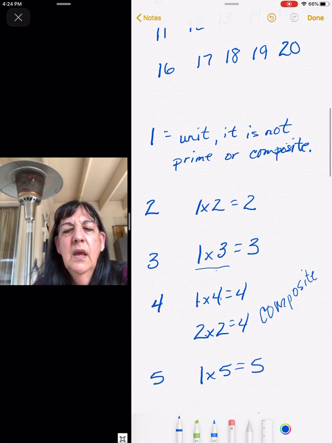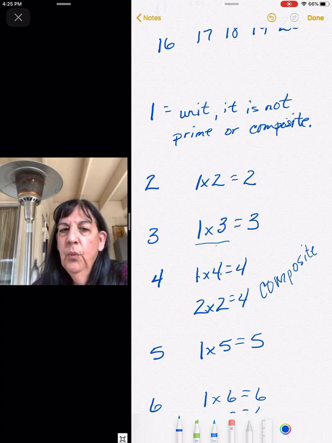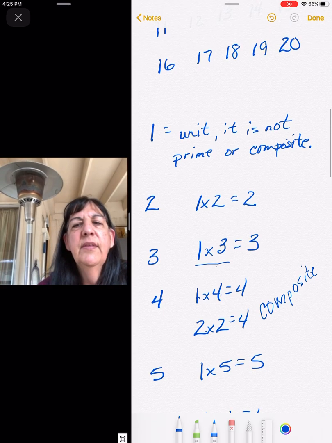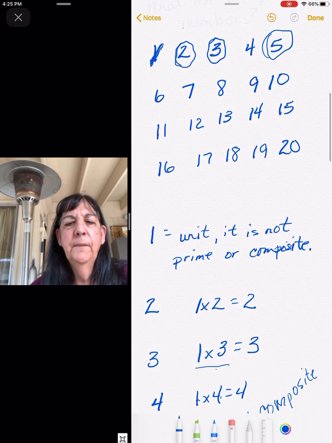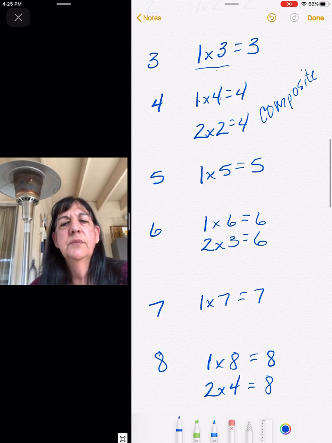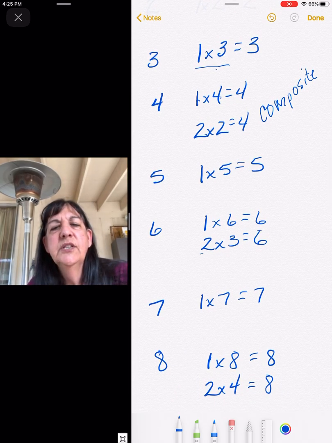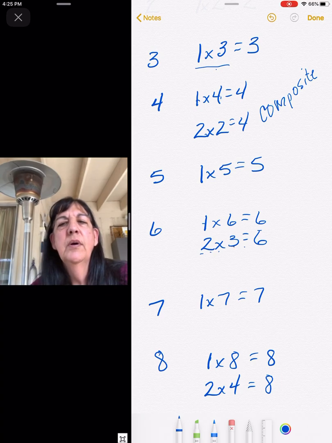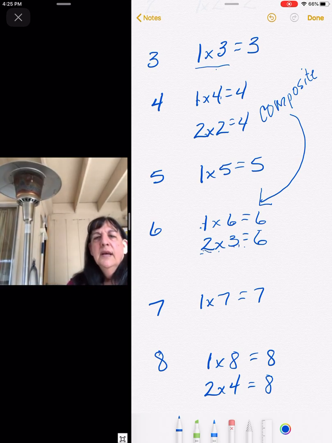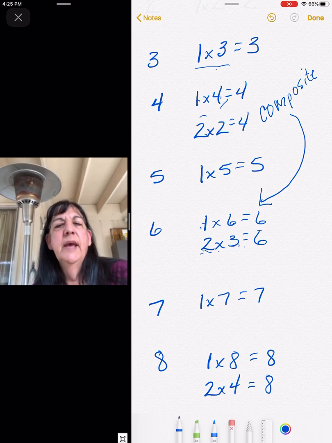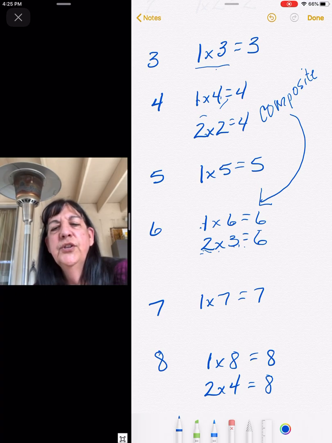Okay. 1 times 5. 1 and 5 are the only two numbers that can multiply together to get 5. So we would come back up here and circle 5. 6, we've got 1 times 6 equals 6 and 2 times 3. So this one is also composite because we have 4 numbers that are factors. 1 times 7 equals 7. Those are the only two we can multiply together to get 7.